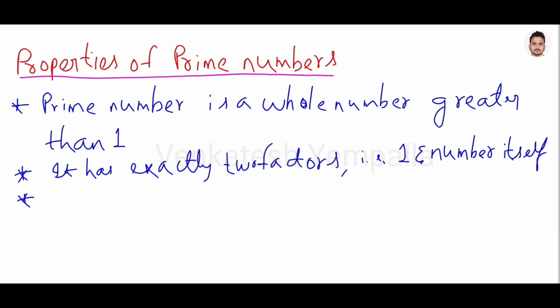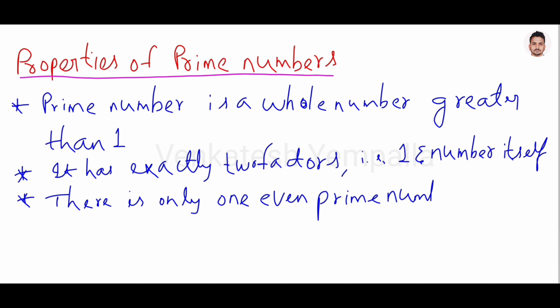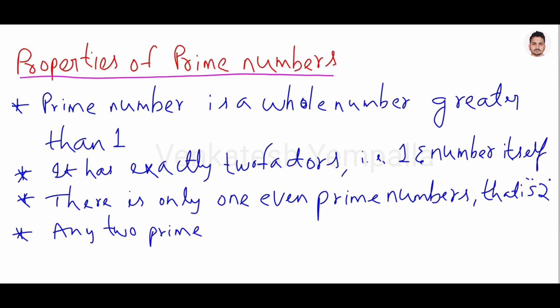And the third property: among prime numbers, only one even number is there. What is that? Only 2. 2 is the only number which is both even and prime. There are many odd prime numbers, but only one even prime number, that is 2. And the fourth property: if you take any two prime numbers, they are always co-prime to each other.